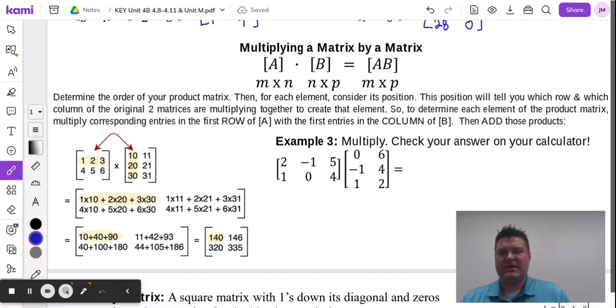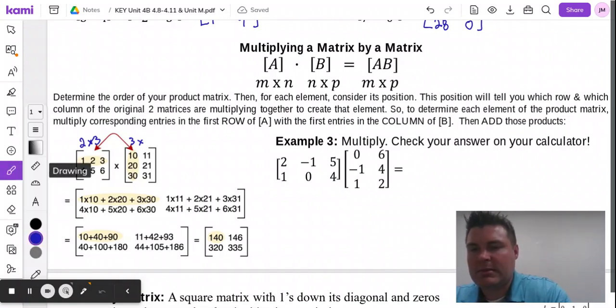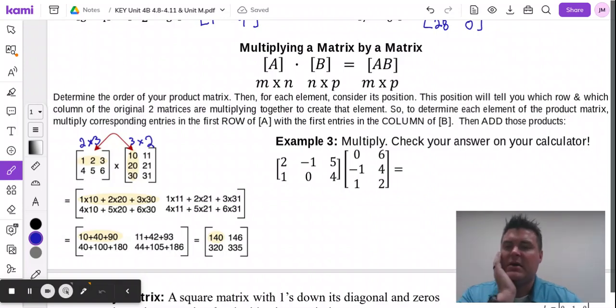So if you notice on this one, we have a 2 by 3, and then we're multiplying this by a 3 rows by 2 columns. We can do that because the 3's on the inside match up, and it's going to produce a 2 by 2, as you can see below. The highlighted sections are really important for us. So that's the top row times the left column produces the upper left of 140, and so on and so forth.